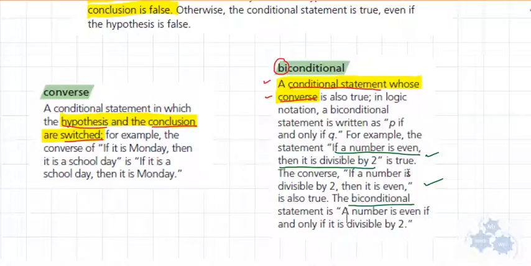Okay, so can anyone think of one now? Anyone have an idea? Even if you're not sure, why don't you just shout it out and then we'll examine it.